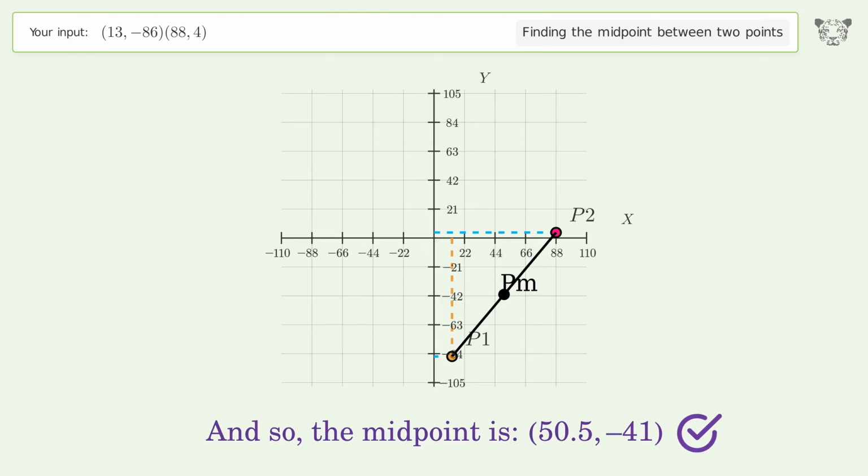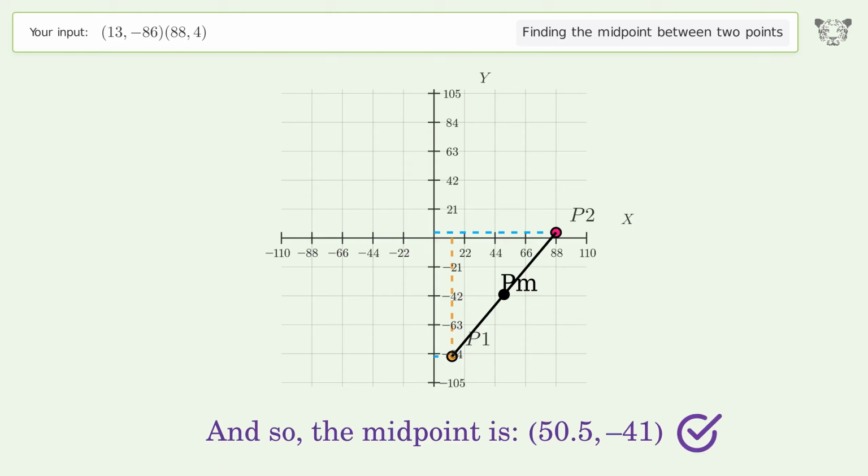You ask Tiger to calculate. This deals with finding the midpoint between 2 points. The midpoint between the 2 points is 50.5, negative 41. Let's solve it step by step. Plot the 2 points and calculate the midpoint using the formula.